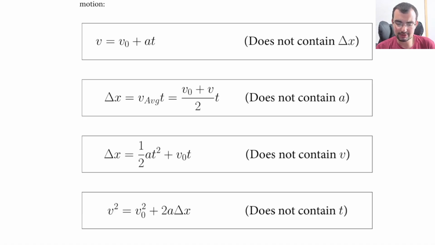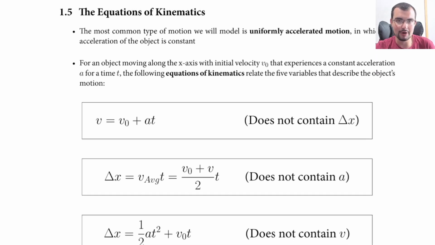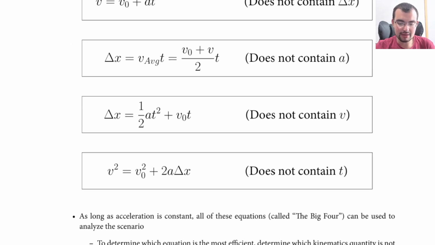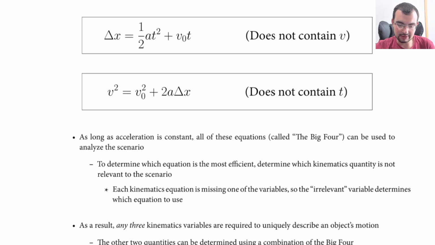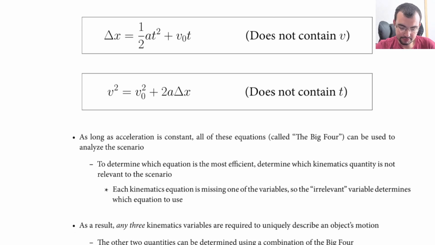So why there's four of these is that each of these equations is missing one of the variables. And as a result, the variable that you don't need and don't have tells you which one of these four to use. So, for example, if you have a scenario and you don't care about how far the object went, you're probably going to use the first one. But if you know nothing about the time interval, you're probably using the fourth one. But all of these are true in all of the uniformly accelerated cases. It's just that there's one that's going to do things more efficiently.